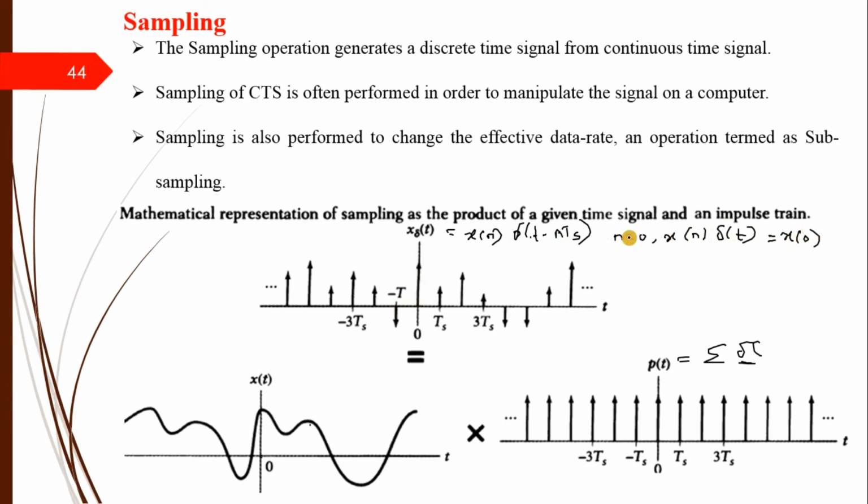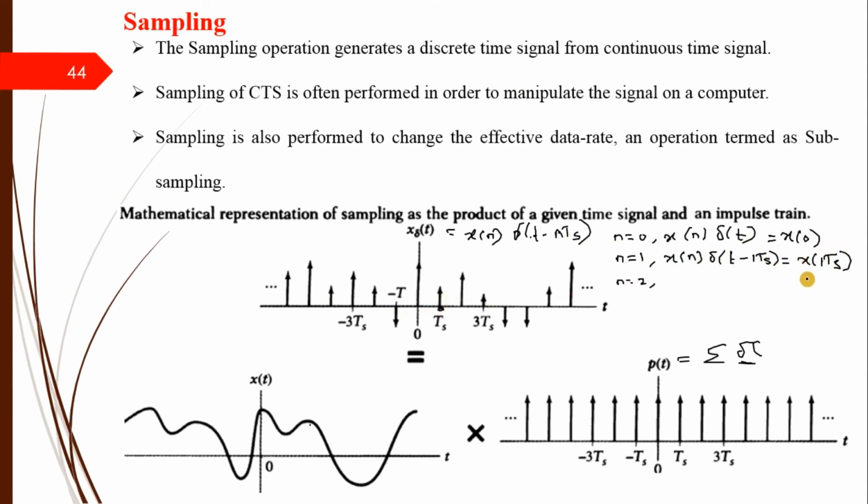I took the first sample. How do we extract the second sample? n is equal to 1: x of n delta of t minus n ts is 1 ts. The delta function exists when t is equal to 1 ts. When t is equal to 1 ts, 1 ts minus 1 ts goes to 0. Delta of 0 is 1. So x of 1 ts, this particular sample, will be extracted here.